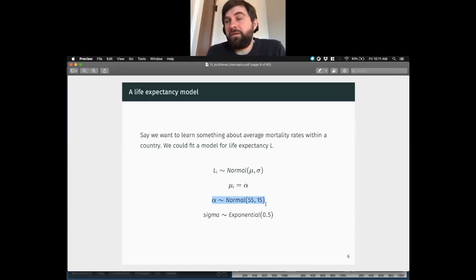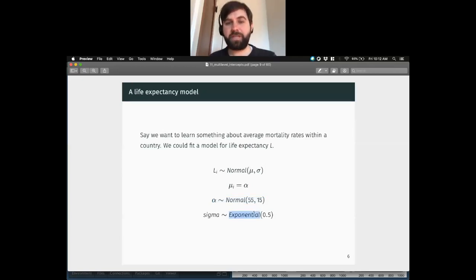I kind of pulled it out of thin air, but I was thinking, what do I think are reasonable values for life expectancy? Well, 55 plus 2 standard deviations, if my standard deviation is 15, gets me up to 85, which I know is higher than any country's current life expectancy. And 55 minus 30 is 25, which is really low, right? So that covers, I think, the plausible values for what life expectancy on average in a country could be.